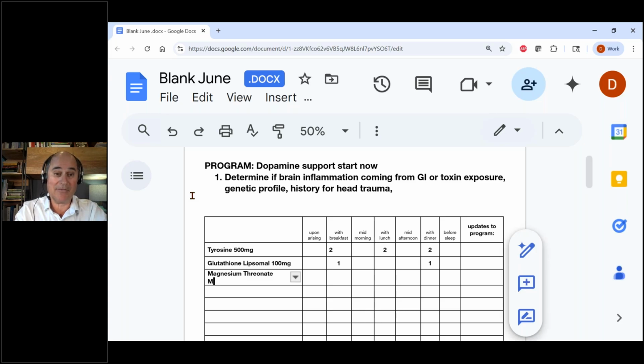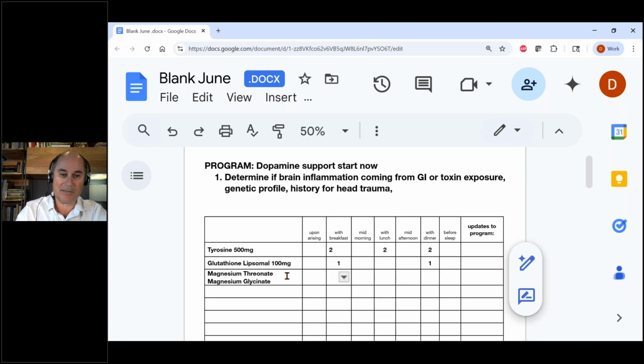It's really expensive, so you can also use magnesium glycinate, one of those. And you want like 100 to 200, no, that's not true. Let's say you want like 200 milligrams twice a day. So the threonate is especially for the brain, but it's super expensive. Regular old magnesium is pretty good too.